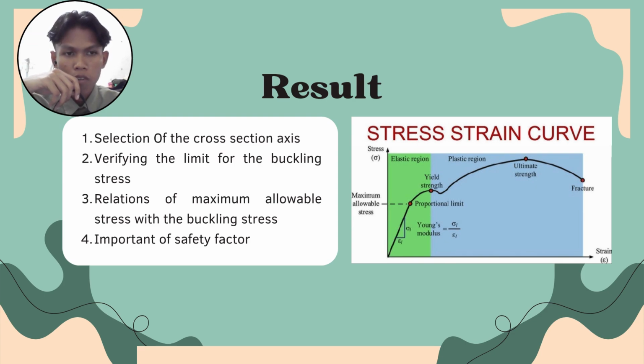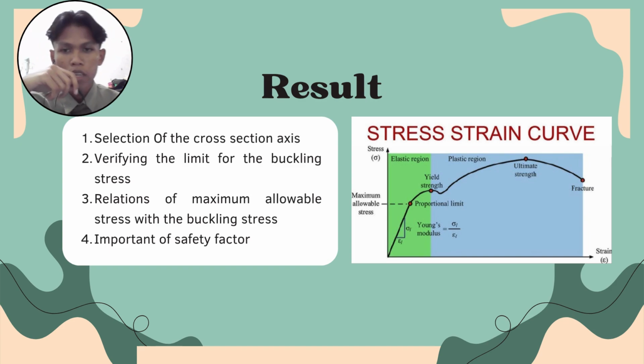So after we do the mathematical modeling, we know that we use the equation P_cr, and in that equation there is the moment of inertia. So when we do the moment of inertia, we need to determine the cross-section axis that we want to use. Usually we use the weakest axis of the column in order to satisfy both axes and to prevent both of them from buckling easily, because if we use the strong one then the weak one will easily buckle.